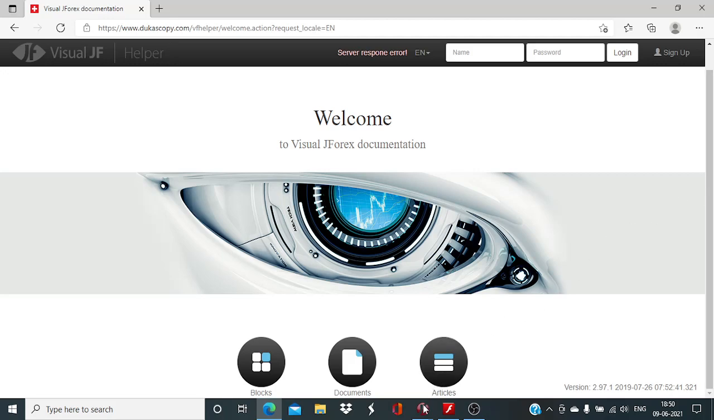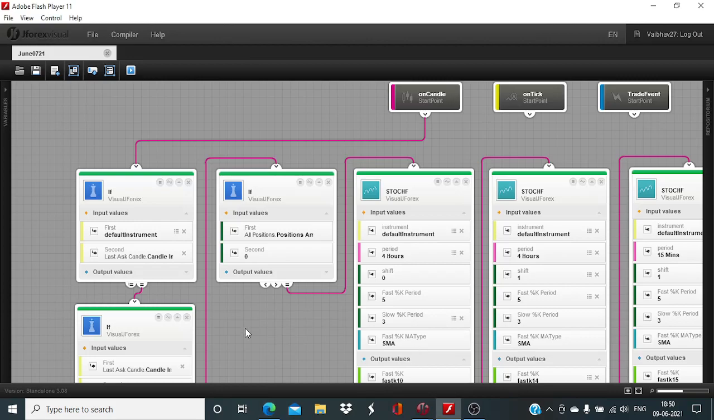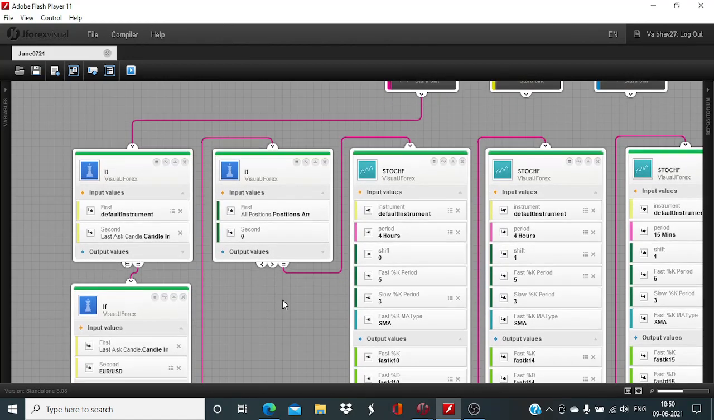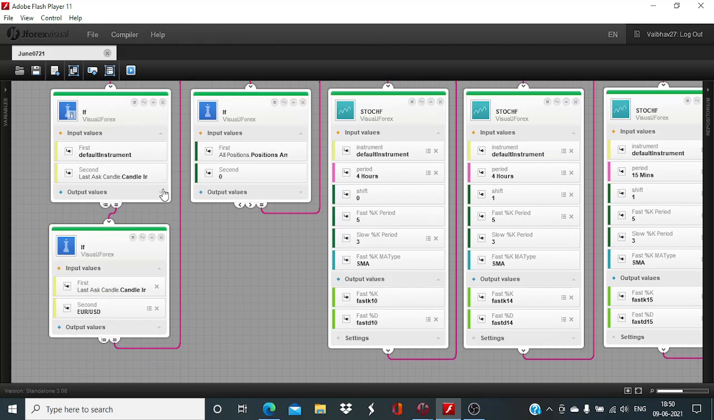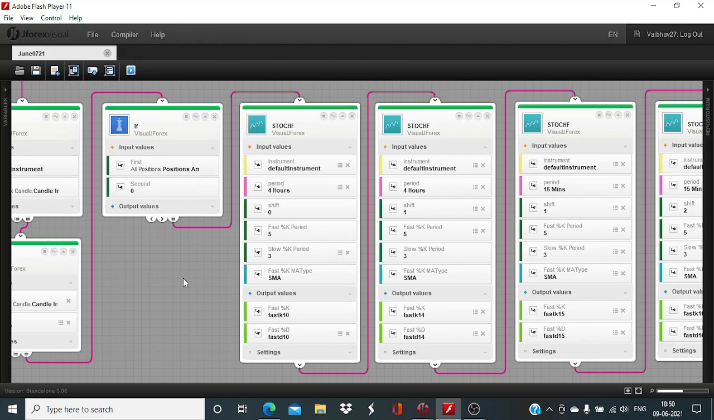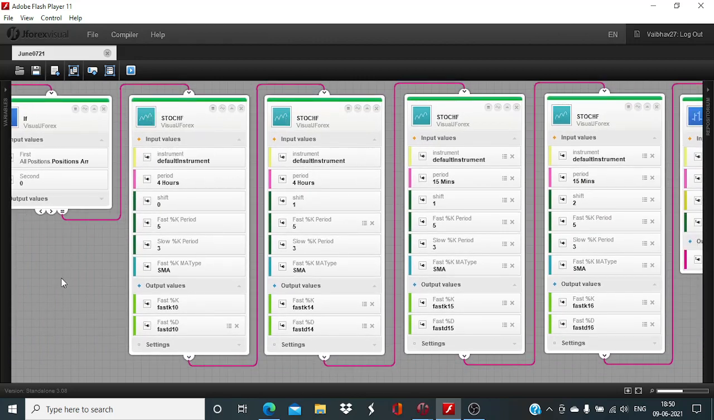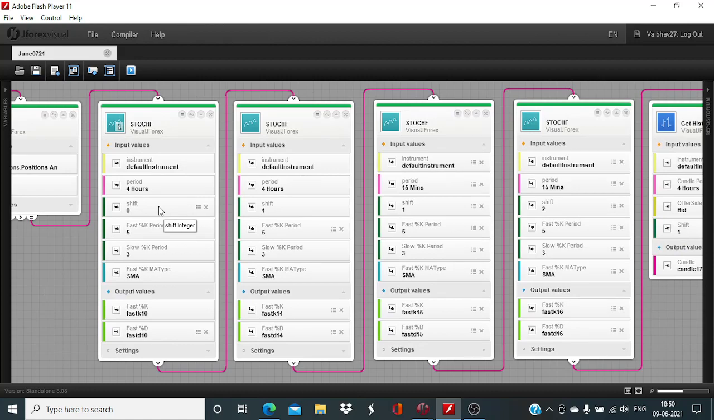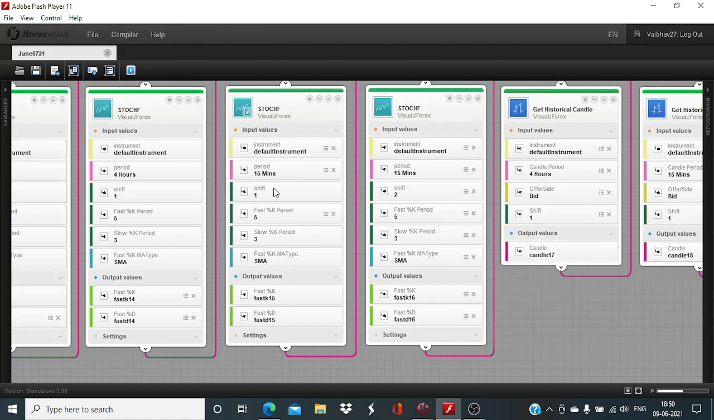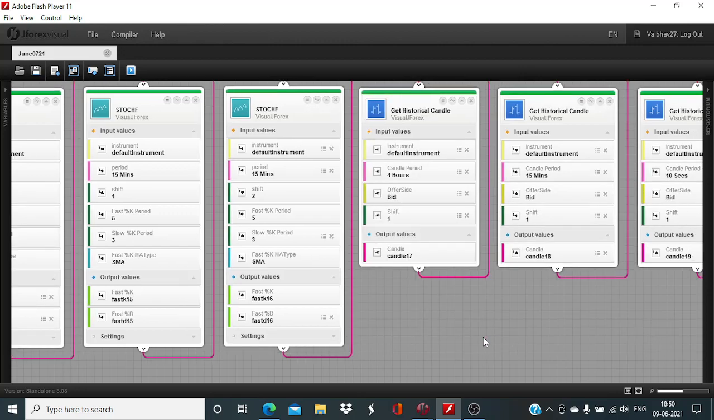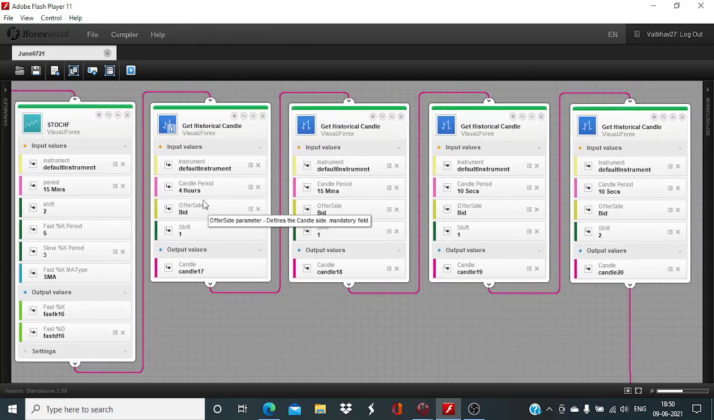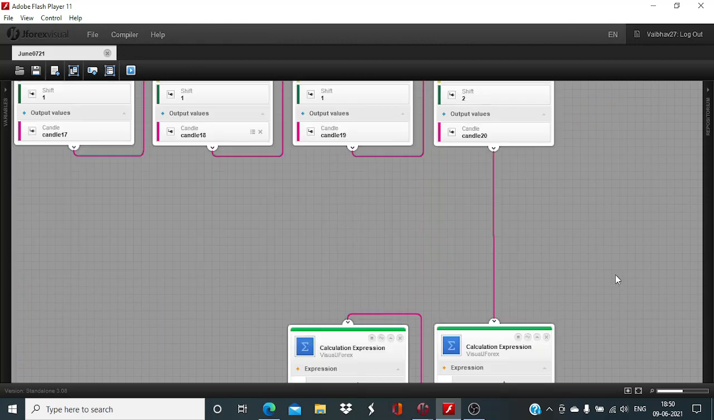So now let us head back to the Visual JForex board, which has been developed by the Dukascopy Bank SA. In the prior sessions, the development so far was this instrument subscription. The position amount was defined at zero. Then I got these stochastic fast blocks of the 4 hourly candle period, and these two are of 15 minutes each. To look at the price action, we are also relying on the get historical candle of 4 hours, and this another one is of 15 minutes, and these two are of 10 seconds each.